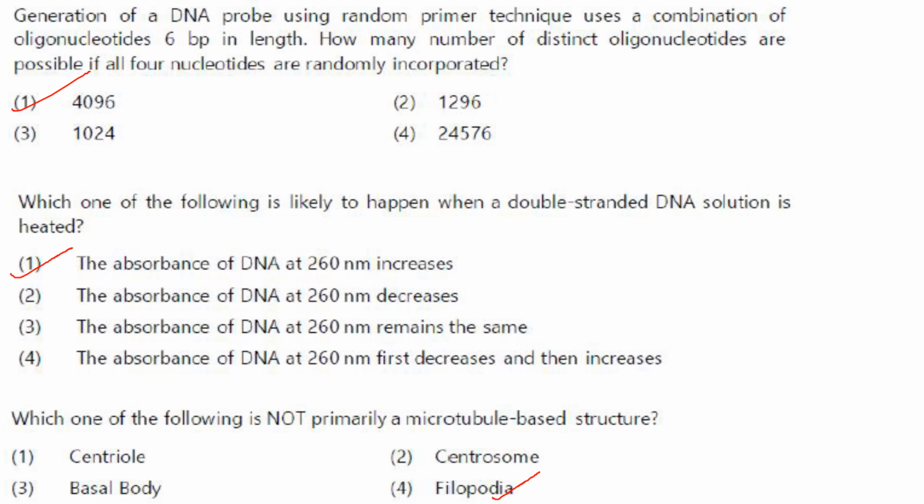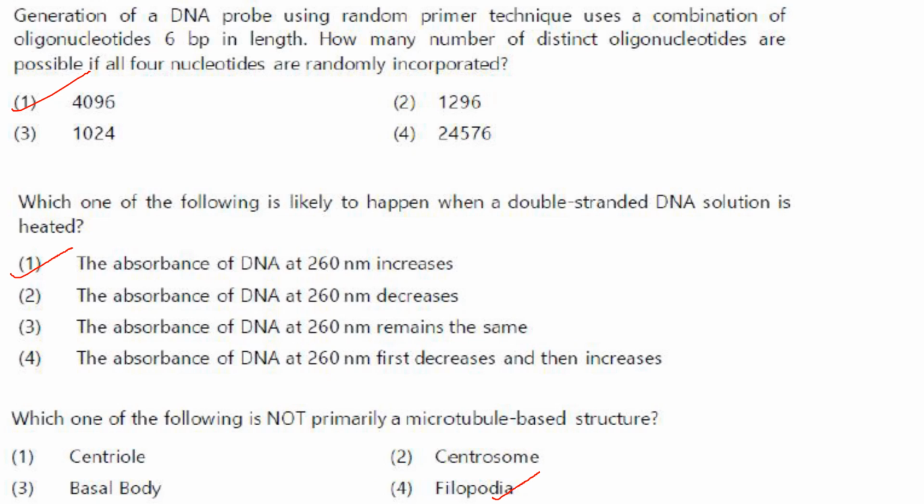Then next one. Generation of a DNA probe using random primer technique uses a combination of oligonucleotides 6 base pair in length. So you have to generate a DNA probe by random primer technique, and the oligonucleotide length of the probe is 6 base pair. How many distinct oligonucleotides are possible if all 4 nucleotides are randomly incorporated? Now all the 4 nucleotides, that is A, T, G and C, could be incorporated randomly. So there are 4 nucleotides and oligonucleotide of 6 base pair in length.